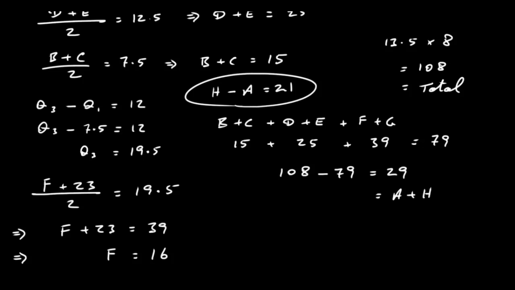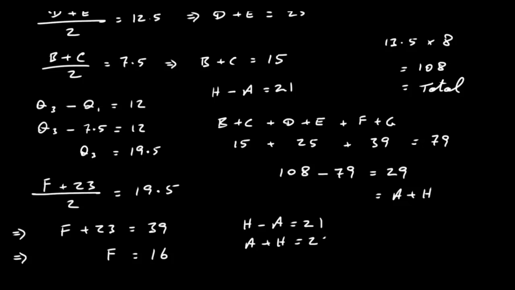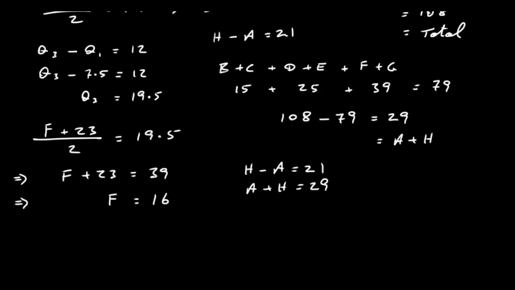Now remember, I have H minus A. Now I have an equation with A plus H in it. I'm going to put those two together and do a kind of simultaneous equations. So I have H minus A is equal to 21. I have A plus H is equal to 29. These are two equations that I can add. So A minus A will just give me 0. H plus H is 2H. And then over here we have 29 plus 21, that's 50. That'll give me then finally H is equal to 25.